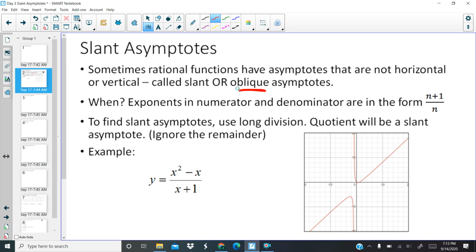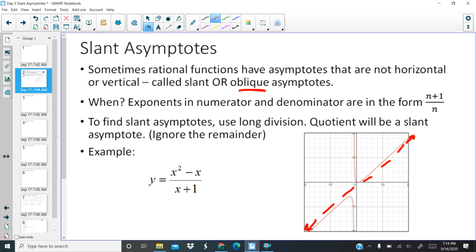It literally just means that the asymptote goes across the graph and it's still a line, it's just not horizontal and it's not vertical, it's literally just slanted. So when this happens is going to be in the case that the numerator and denominator are in the form n plus 1 over n. And when I say the numerator and denominator, I'm talking about the exponents in the numerator and denominator.